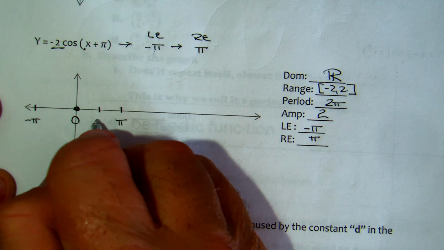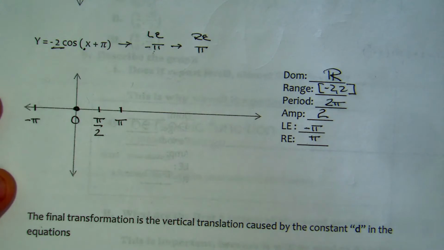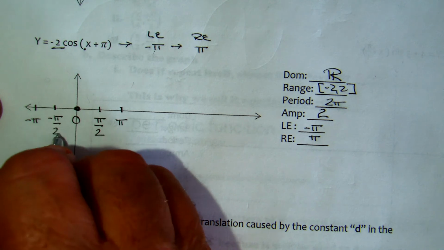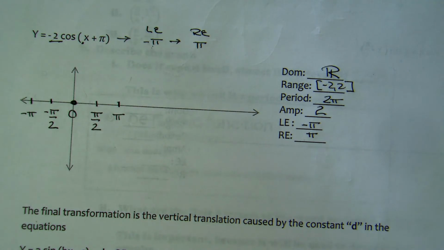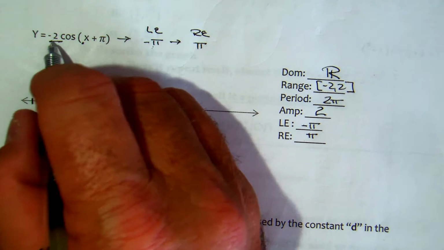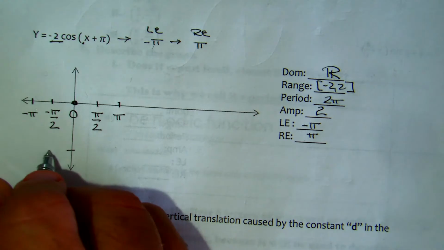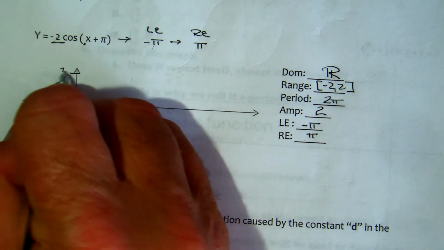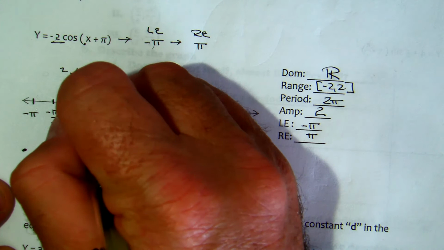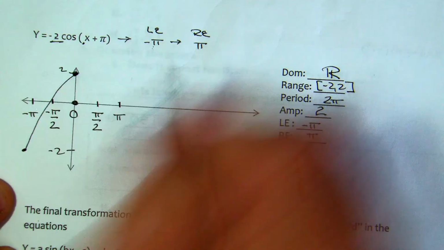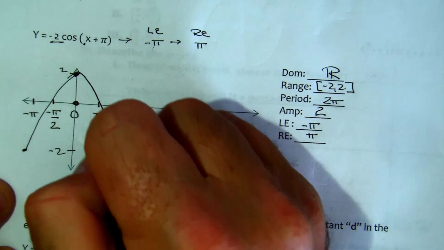Halfway between 0 and pi would be pi over 2, so that's my 3/4 point in this shot. Halfway between 0 and negative pi is negative pi over 2, so that's the first quarter point. Cosine usually starts at the maximum, but because it's a negative, it's going to start at the minimum. In this case, negative 2. At the halfway point, it's going to reach its maximum because it's a negative. And then go back down to repeat that.